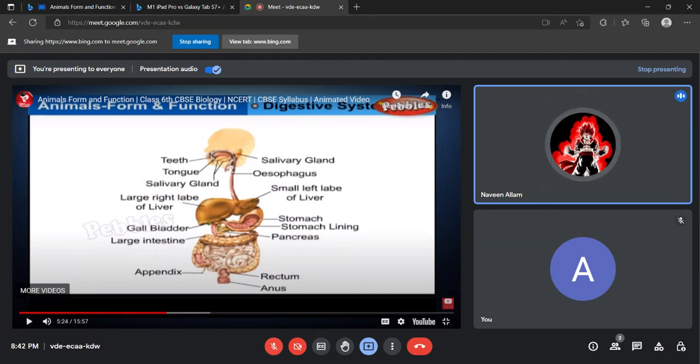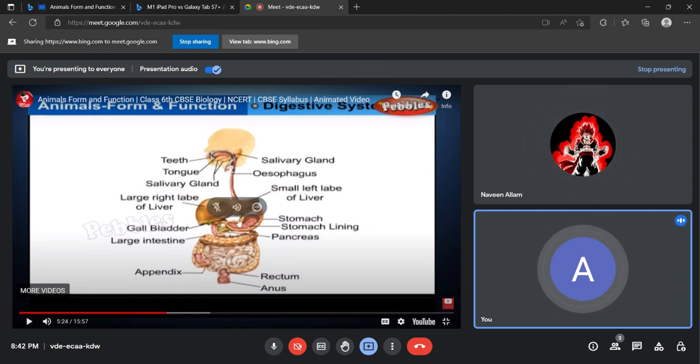Where does the food go from the esophagus? The stomach. Okay, the esophagus will connect the mouth to the stomach. So where will the food go? It will go to the stomach.